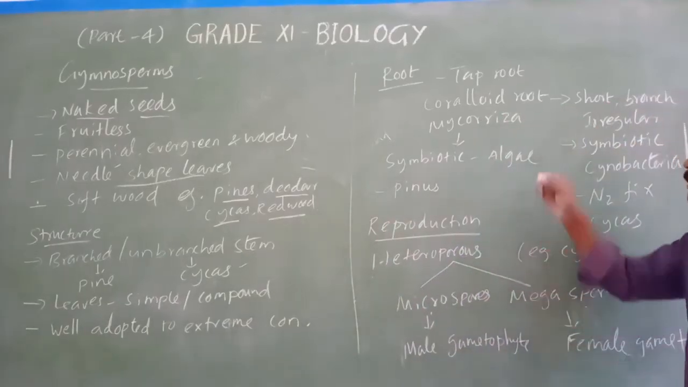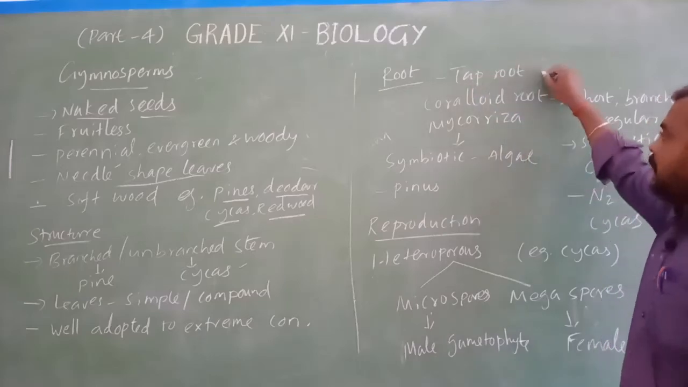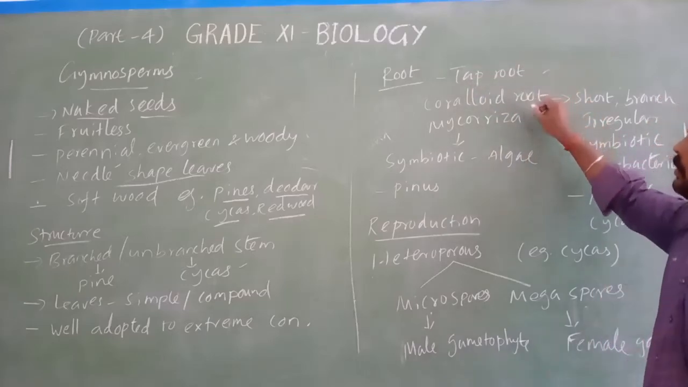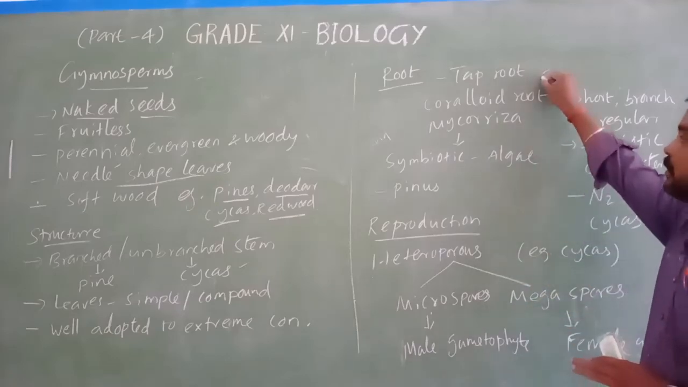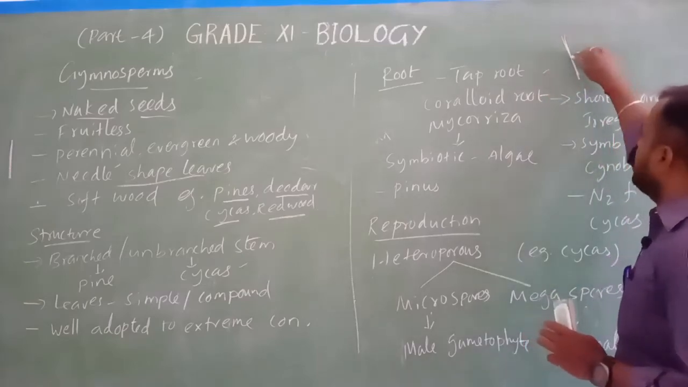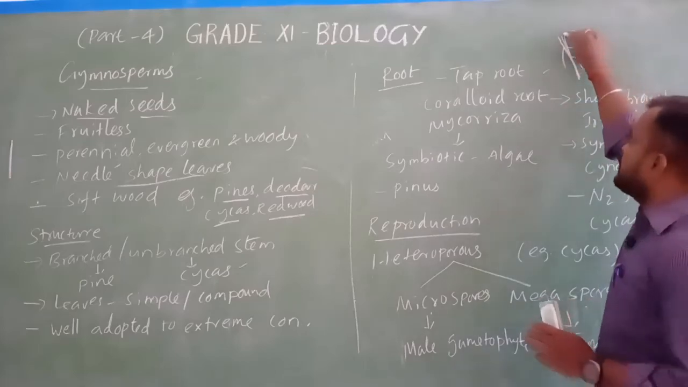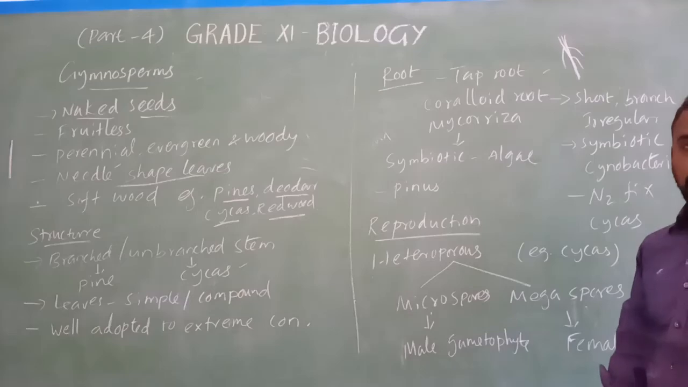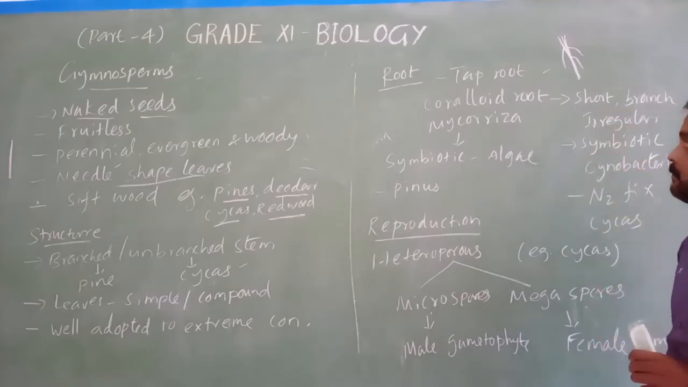The next one comes to root. It consists of three types of root: taproot, coralloid root, and mycorrhiza. Three types of root are present. Taproot, I think a single root is present. It is the main root and secondary roots come from it. Carrot and radish are examples for the taproot. One main root comes, and from it small roots branch.